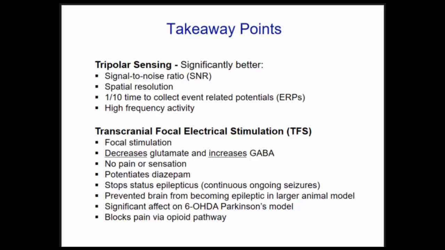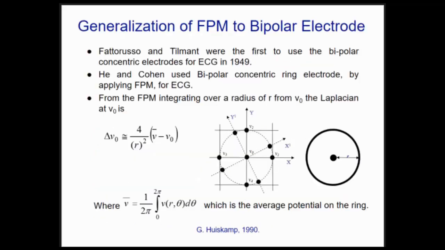And these are just some of the areas that it's worked for stopping status epilepticus, which is continuous ongoing seizures that in the U.S., approximately 20 to 40,000 people die each year from that. And we've prevented brains from becoming epileptic. And then we've recently jumped into a Parkinson's model and showed that it works there as well, and that it actually blocks the pain by working on the opioid receptors.